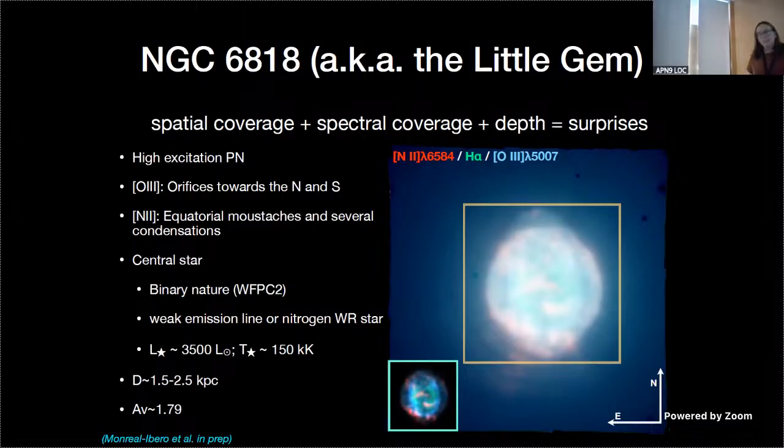In the next two slides, I'm going to discuss only the main nebula, and I'm going to present this portion of the nebula that corresponds to the orange square, and that here is presented in linear scale.